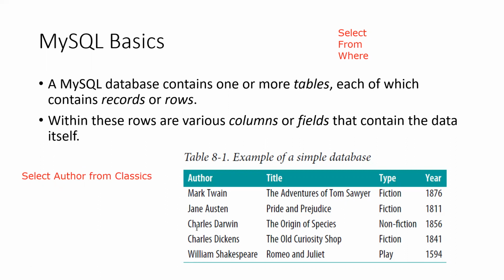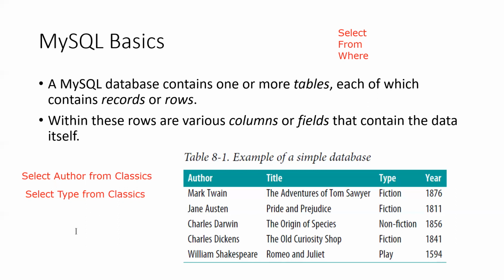Why is this? Because there are no duplicates as such in this column. Maybe I will take type. Right here, we will say select type from classics. How many records will we get? 5 records. Again 5, because duplicates are allowed when it comes to SQL.